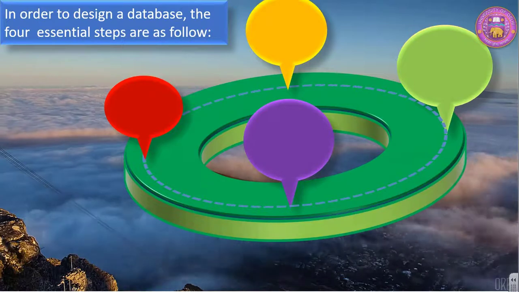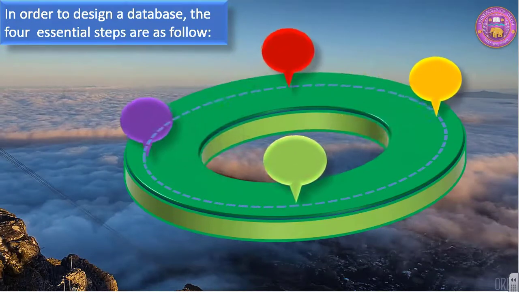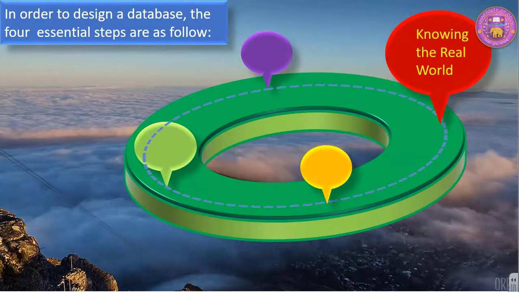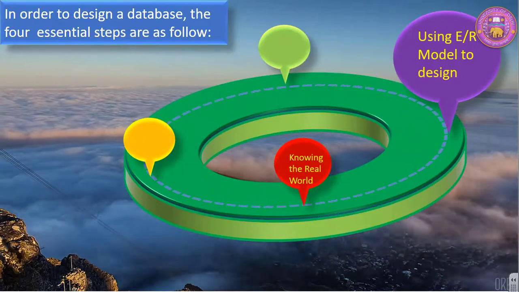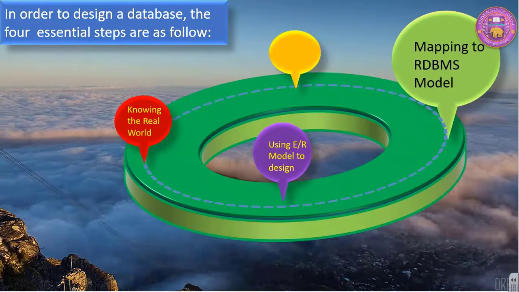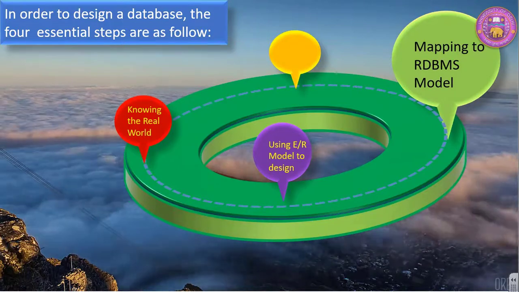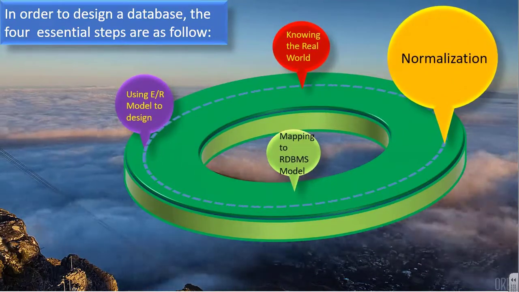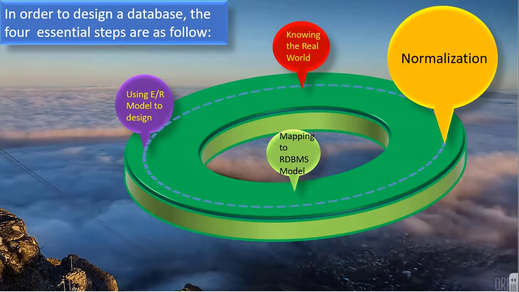In order to design a database, the four essential steps are as follows. The first one, knowing the real world. Second, using ER model to design. The third one is mapping to RDBMS model, that is Relational Database Management System model. And the fourth one is normalization. These are the 4 steps in the designing of a database.